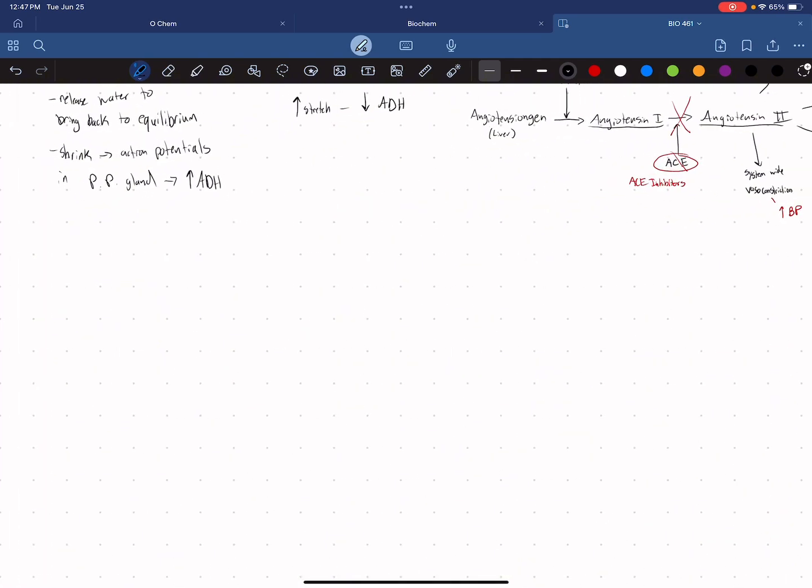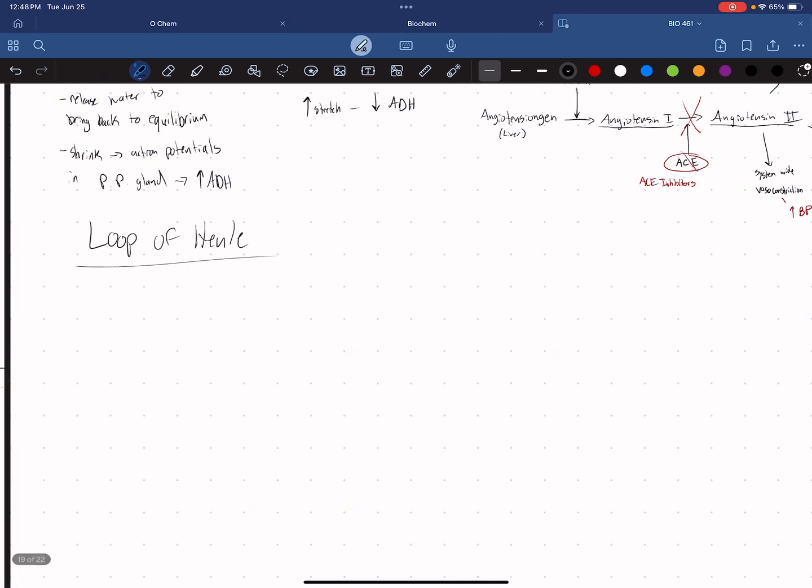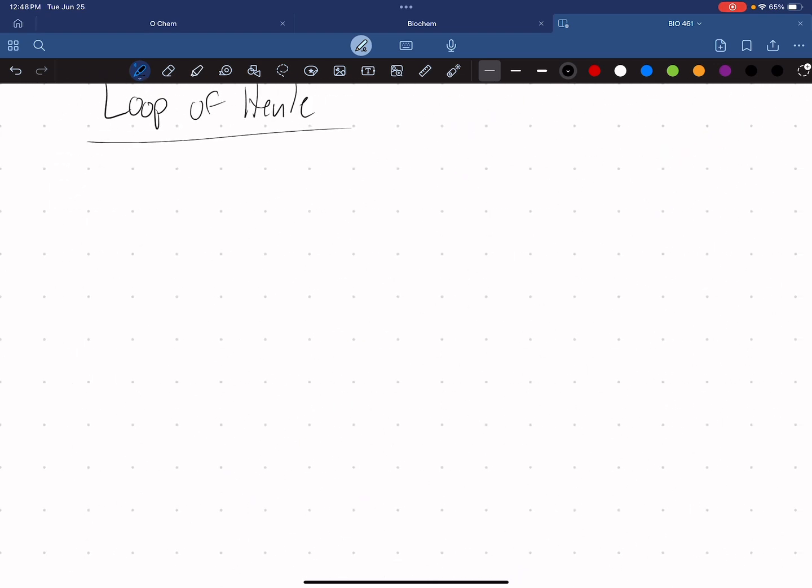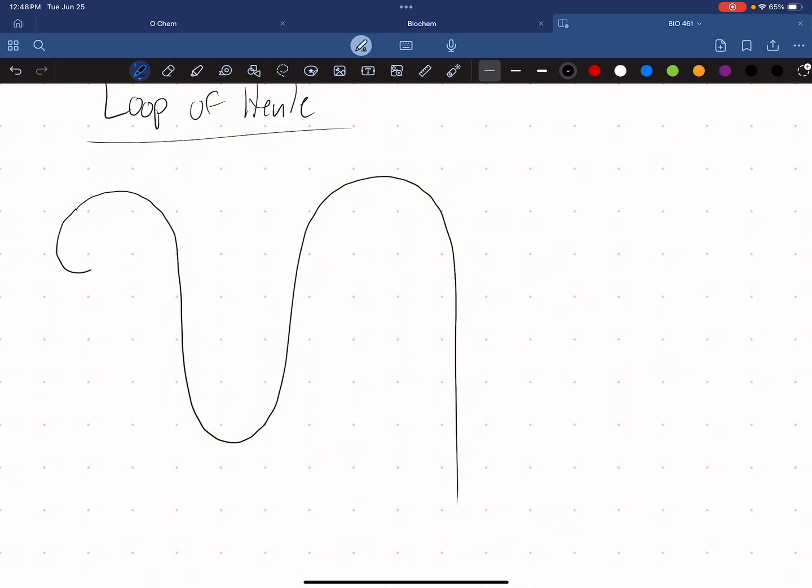Okay, so now when talking about the loop of Henle, go ahead and draw kind of a rough drawing that will hopefully show what we're talking about here.